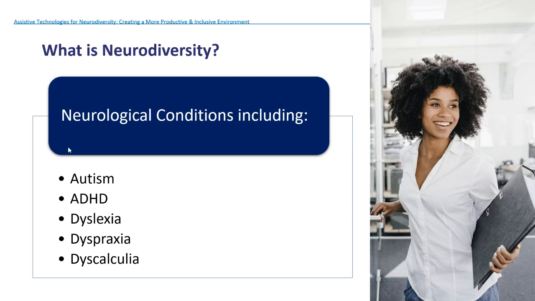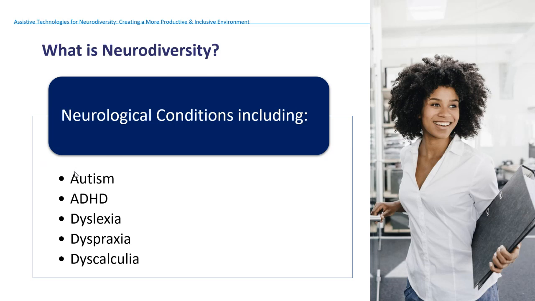So when we talk about neurodiverse conditions, we have these conditions here. We have autism, also known as ASD, autism spectrum disorder, or ASC, autism spectrum condition. This is a disorder that's characterized by difficulties with social interaction, communication, and repetitive behaviors. We have ADHD, which stands for Attention Deficit Hyperactivity Disorder. This is characterized by inattention, hyperactivity, and impulsivity.